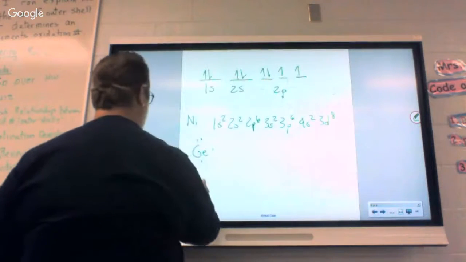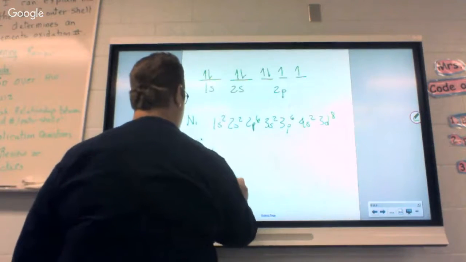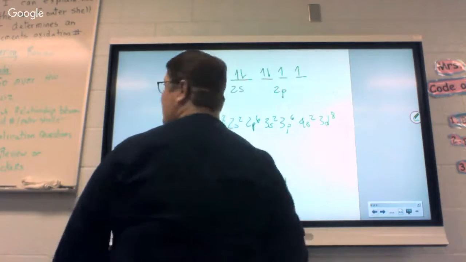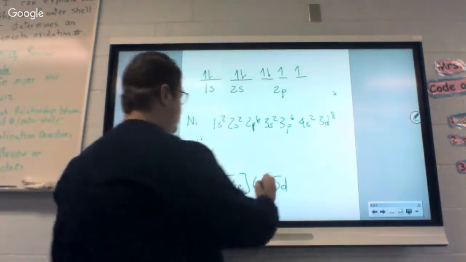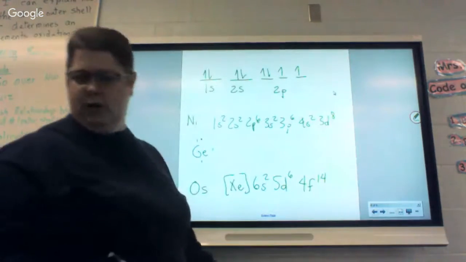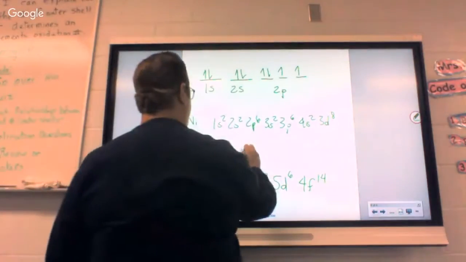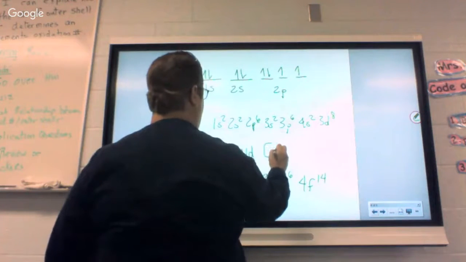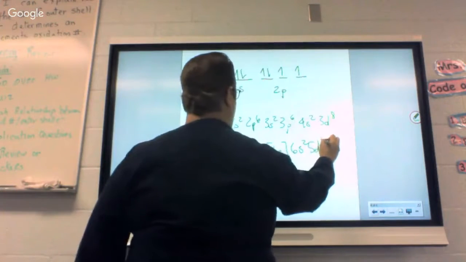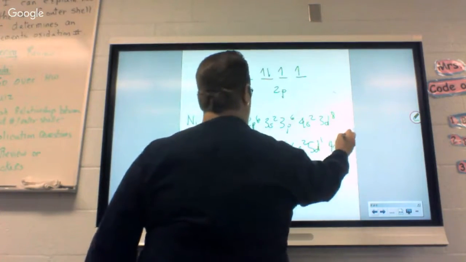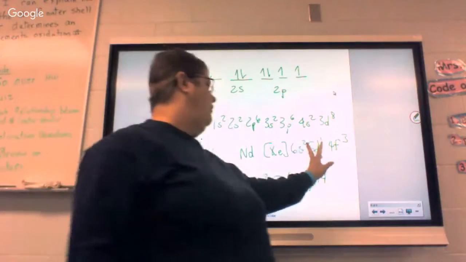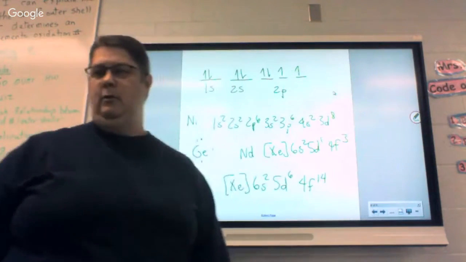See if I can get them up here. Osmium has shorthand Xe, 6S2, 5D, we'll have 6, and 4F, 14. And then the last one was Nd, Xe, 6S2, 5D, 1, and 4F, how many? Yes, if you have the 4F and the 5D switched, A-okay.